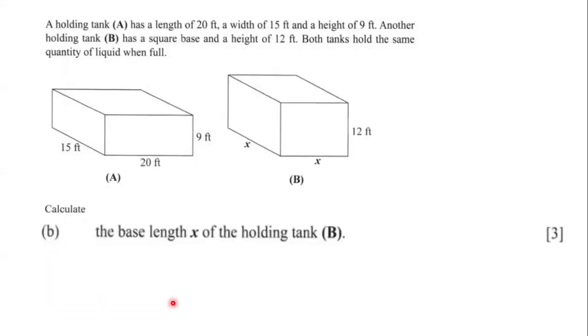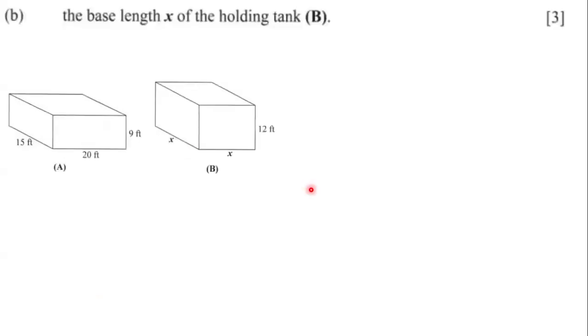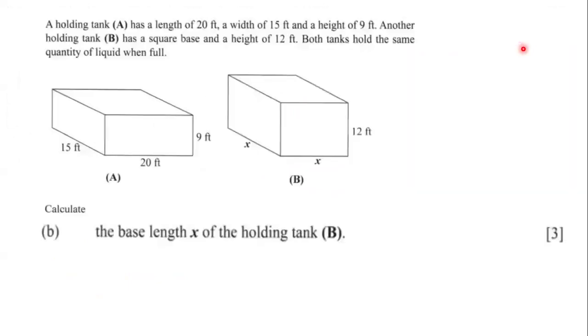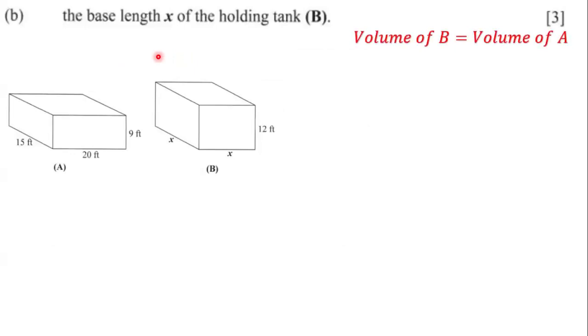This is the answer. Now they want us to determine the base length X of holding tank B. And so that's what they want us to figure out. What is the length of X? What we have to do is create this equation. And what's the equation? Well, the equation is volume of B equals volume of A. Now, why do we say that? We say that because it says here both tanks hold the same quantity of liquid when full. So that means that their volumes are the same. So the volume of B is equal to the volume of A.